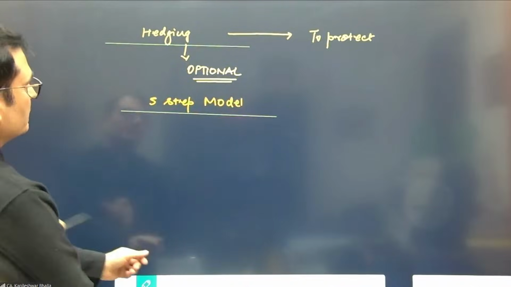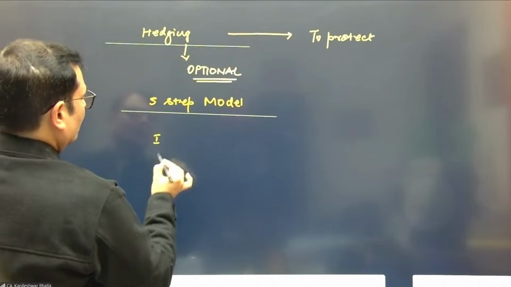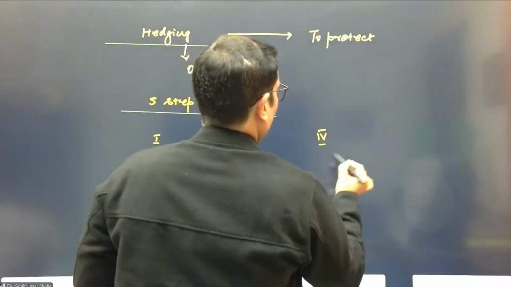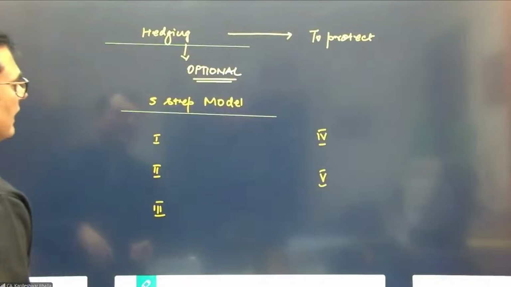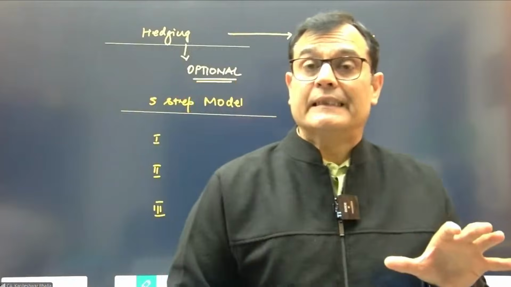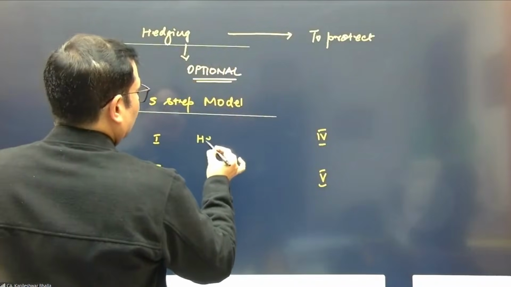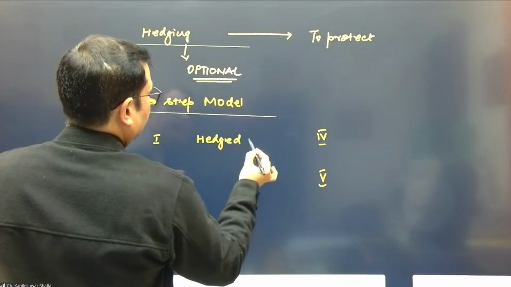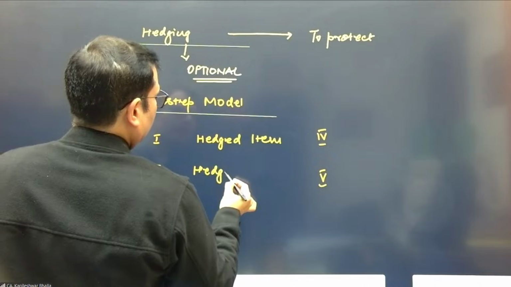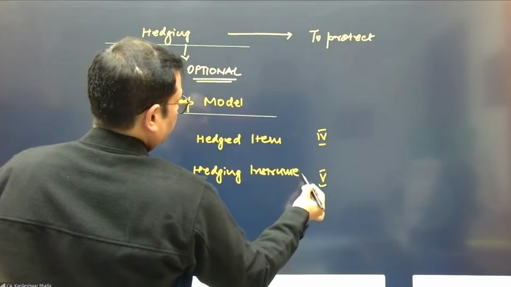Let me first give you an exposure to how this 5-step model is going to work: step number 1, step number 2, step number 3, step number 4, and step 5. Let me first outline those 5 steps, and then we can start working on the accounting as far as hedging is concerned. Step 1 is identifying what is called the hedged item. And step number 2 is getting what is called the hedging instrument.